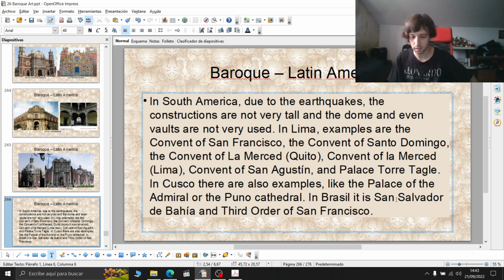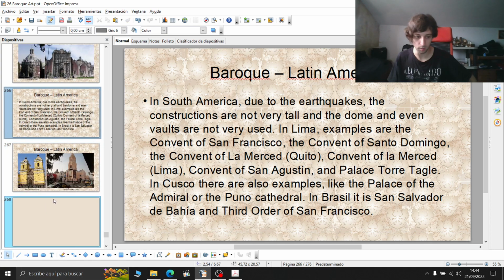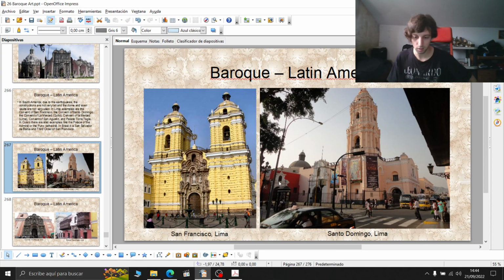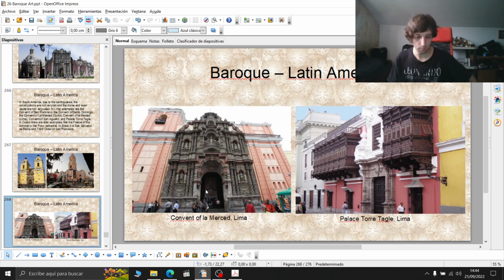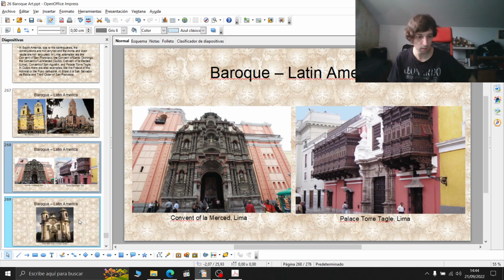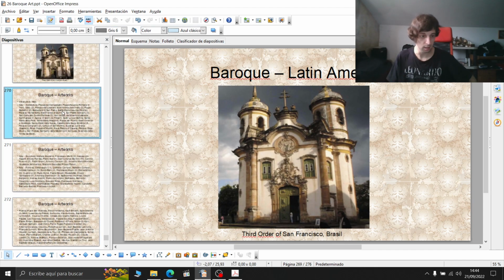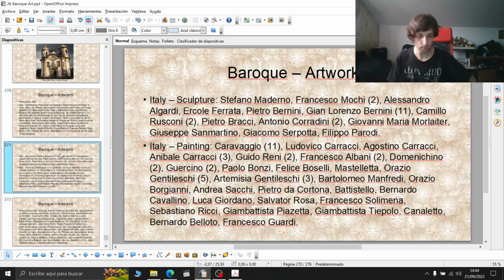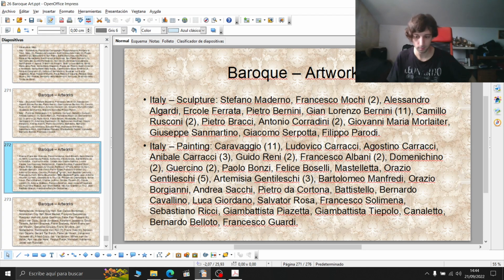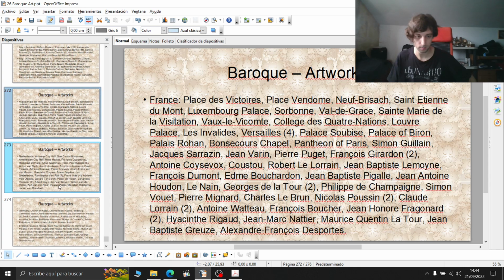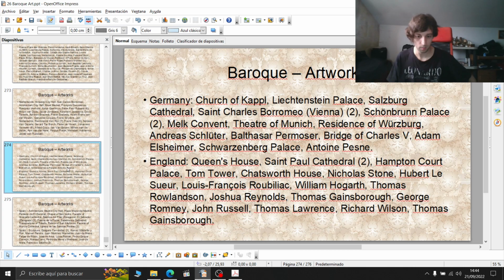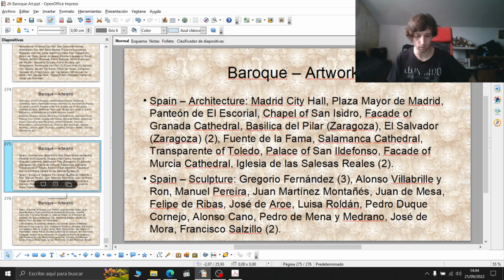In Brazil, it is San Salvador de Bahia and Third Order of San Francisco. Here more examples. San Francisco, Lima, Santo Domingo, Lima, Convent of La Merced in Lima, Palace Torre Tagle in Lima, and Third Order of San Francisco in Brazil. And it's finished. This is just a summary of all the pictures.